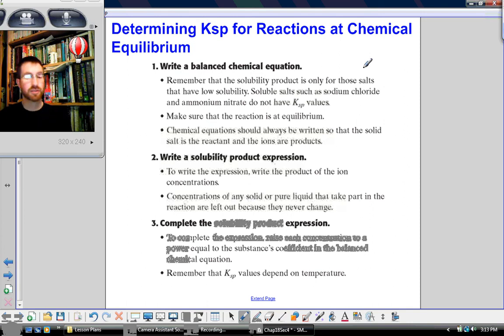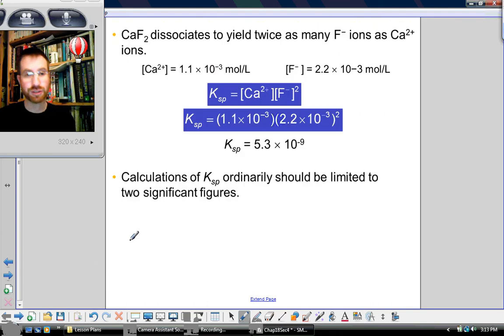Write a solubility product expression. To write the expression, write the product of the ion concentrations. Concentrations of any solid or pure liquid that take part in the reaction are left out because they never change. Complete the solubility product expression. To complete the expression, raise each concentration to a power equal to the substance's coefficient in the balanced chemical equation. Remember that Ksp values do depend on temperature.